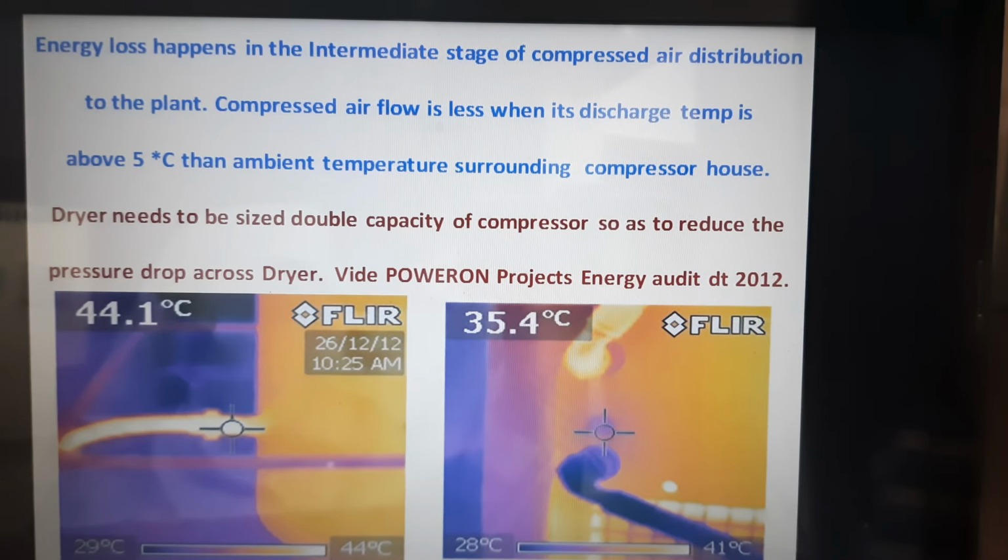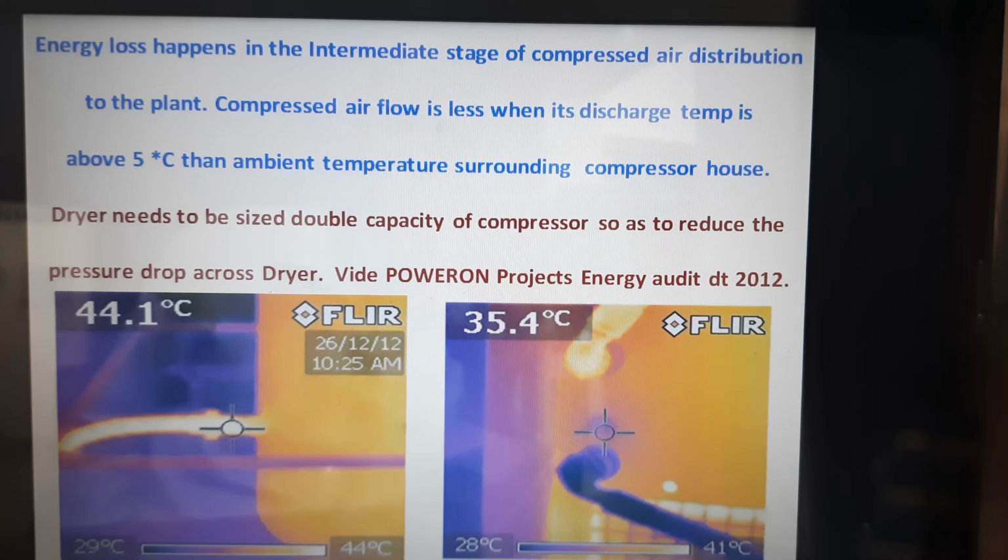Energy loss happens in the intermediate stage of the compressed air distribution also. The compressed air flow is less and the discharge temperature is high, meaning above 5 degrees above the ambient. Ultimately the flow gets less, and the compressor needs to pump in more, it needs to deliver more, and the kilowatt consumption automatically goes up.